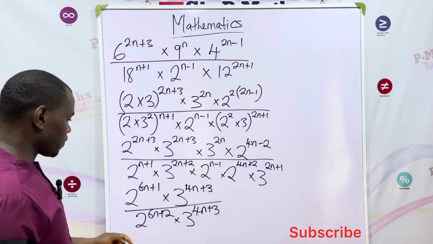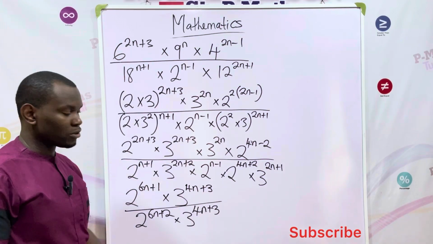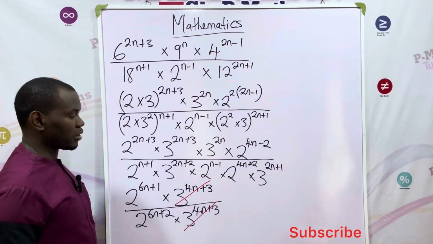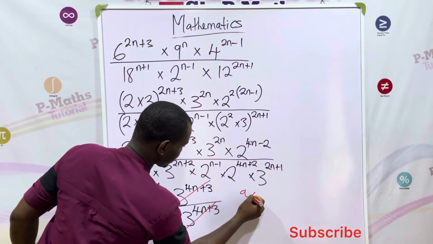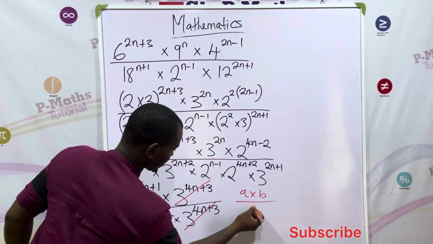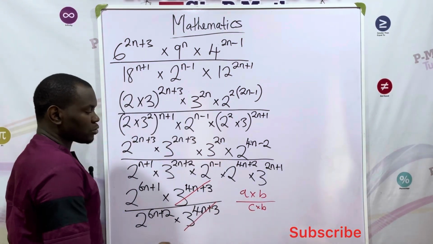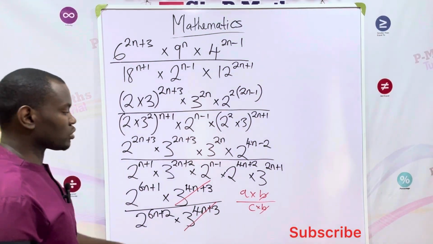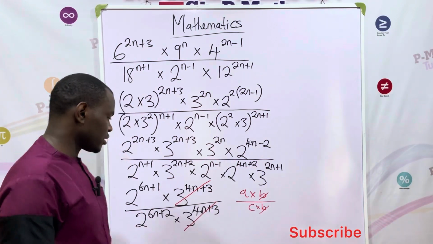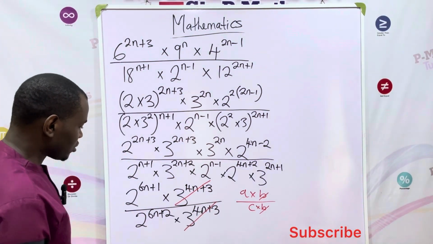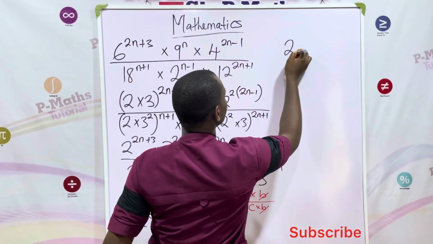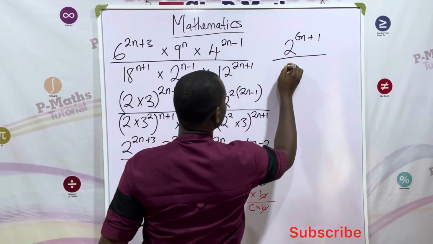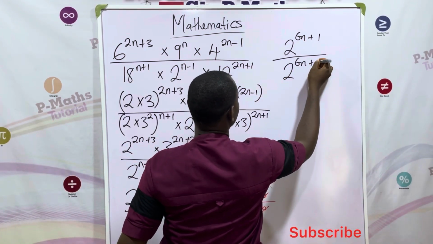What do you observe? This one here and this one are the same, so we can possibly cancel it out. This and this will cancel out. Let me show you why. If you have, let's say, A times B over C times B, you know that B will cancel out B, right? Because this is multiplication and these are like terms. So the like terms have cancelled themselves out, leaving us with 2 to the power of 6n plus 1 all over 2 to the power of 6n plus 2.